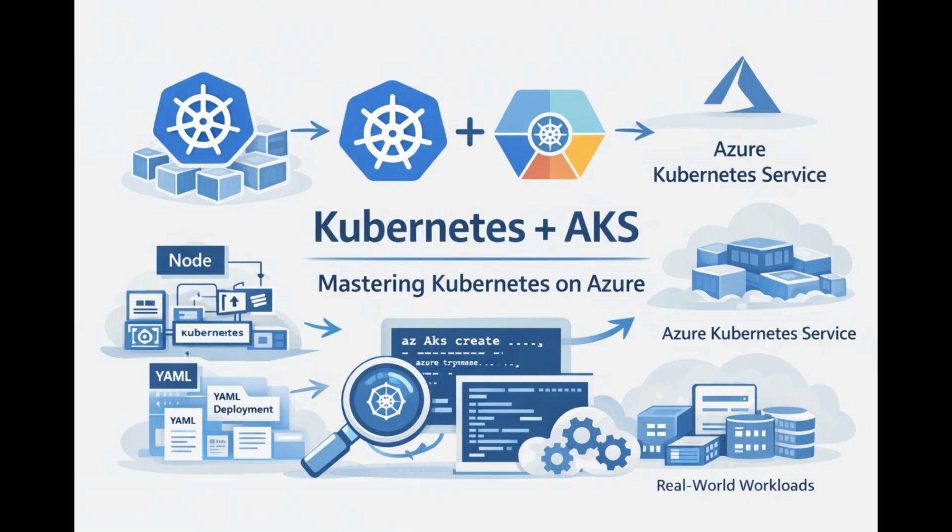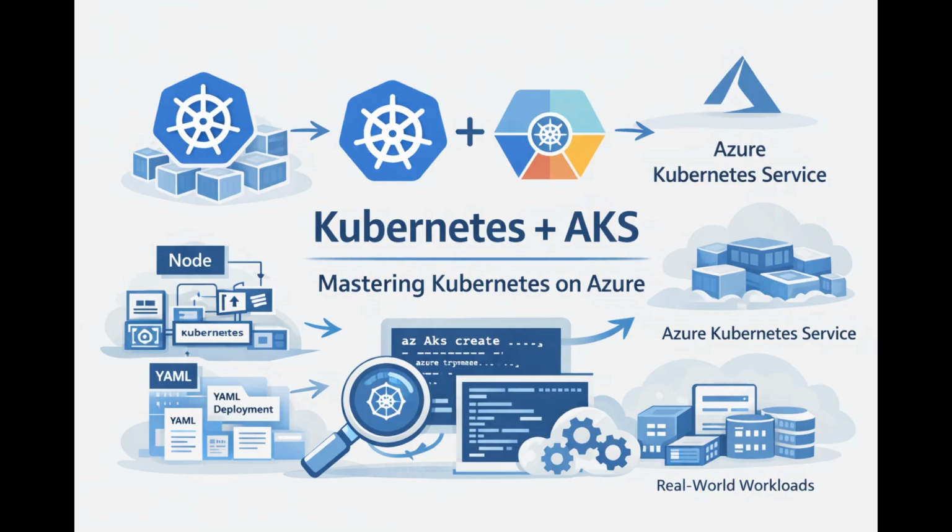You only pay for worker nodes, which are organized into node pools. A node pool is a group of VMs with the same configuration. We created a single system node pool with D2pls_v6 VMs. We could have created additional user node pools with different VM sizes, like GPU nodes for machine learning workloads or memory-optimized nodes for databases.